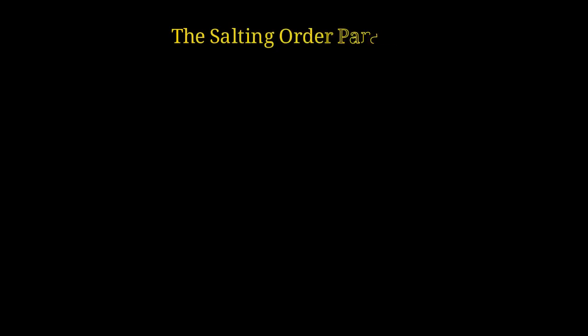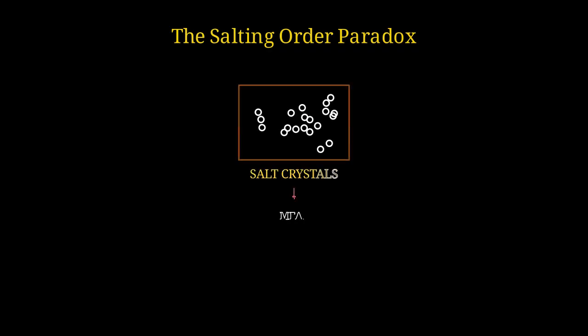Welcome to the fascinating science of the salting order paradox, where timing changes everything in cooking. When you salt meat, something remarkable happens at the molecular level, but the timing determines whether you get tender, juicy meat or something dried out. Let's start by understanding the basic process of what happens when salt meets meat.